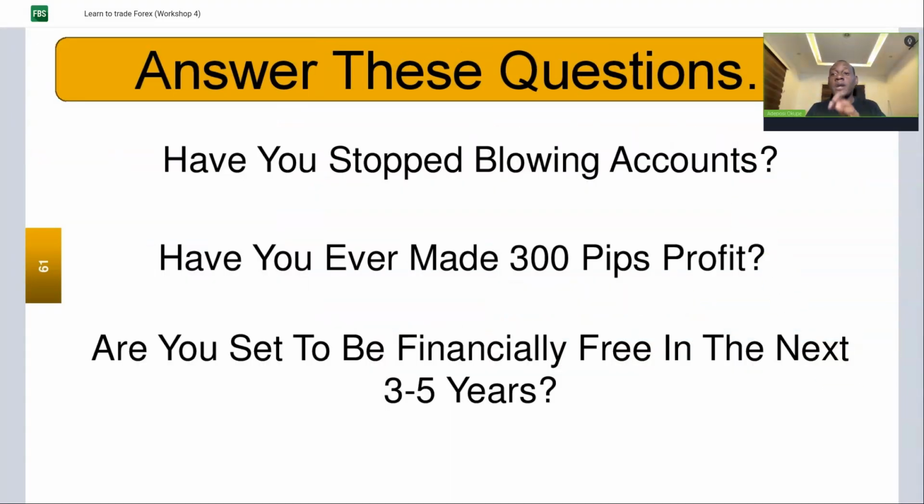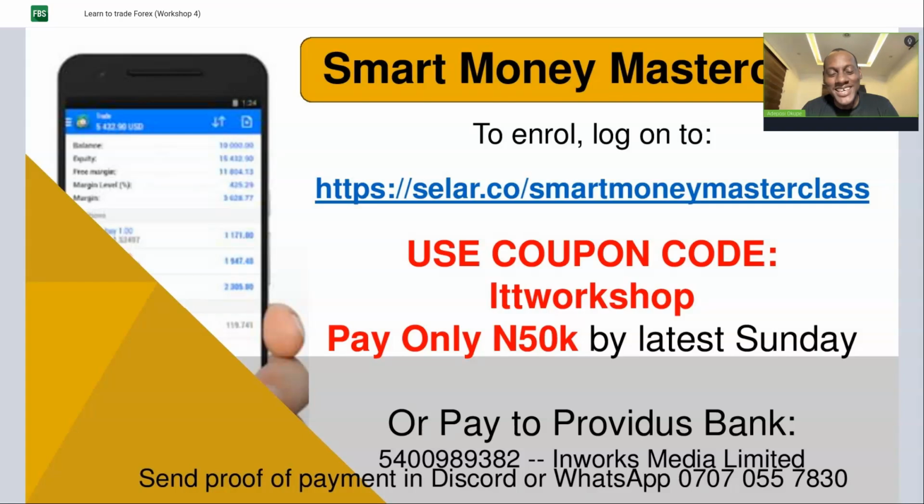So question as we wrap up: have you stopped blowing accounts? You know, Nigerians, we are not honest with ourselves. We do not like to be honest with ourselves. Just think about it. Have you ever made 300 pips profit? I showed you how to make 1,260 pips in a week. Are you set to be financially free in the next 3 to 5 years? If you answered no to any of these questions, go and pay 50K and get the course.